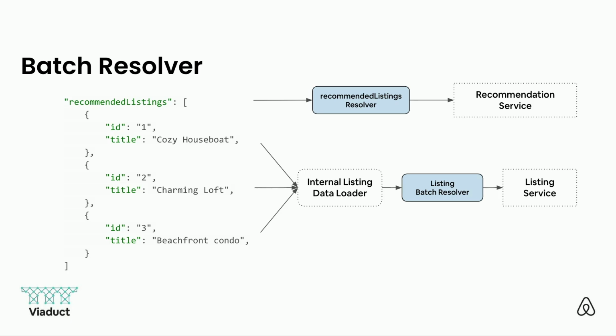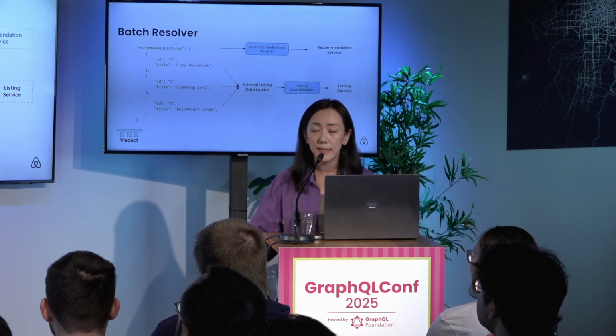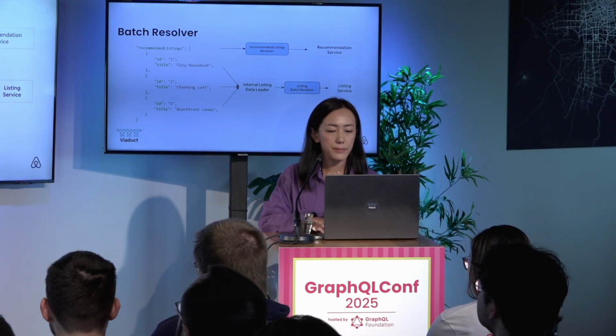So here's a diagram of what this looks like. As you can see, the tenant developers only need to write and maintain the blue components, which are resolvers. And under the hood, we still use data loaders. So Viaduct's engine owns and maintains this internal data loader that batches the calls before making a call to the listing batch resolver.